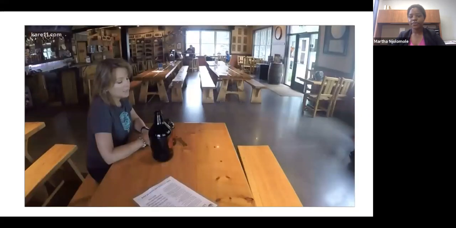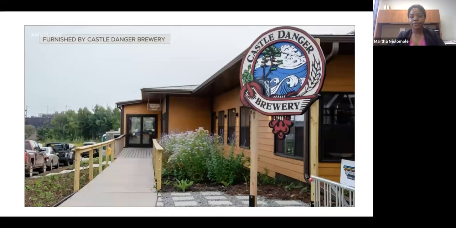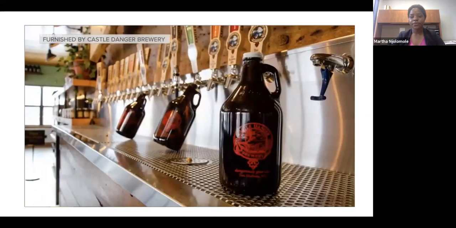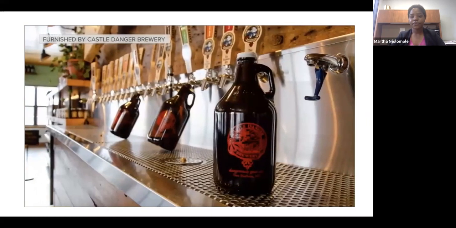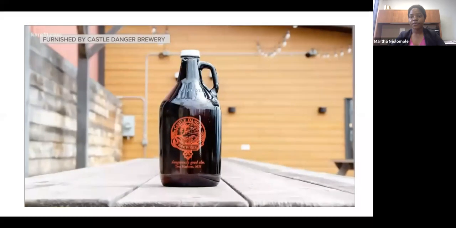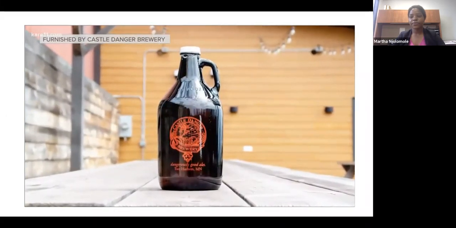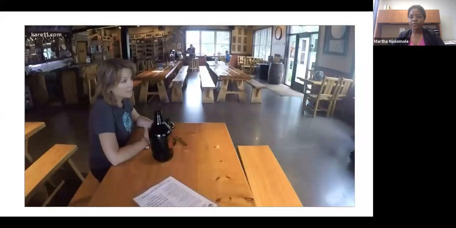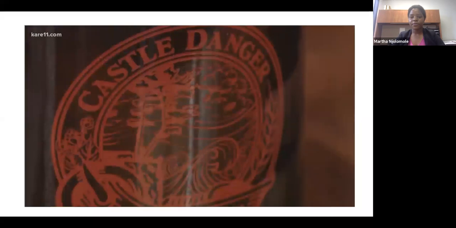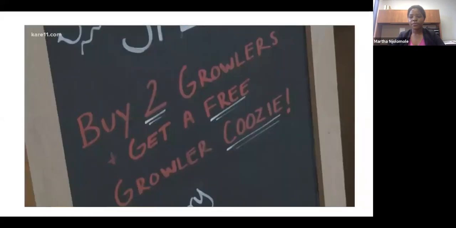Mandy Larson is co-owner of Castle Danger Brewery in Two Harbors. She says growlers make up about 30% of their taproom sales, but since they hit the 20,000 barrel cap, they'll have to stop selling them when their license renews October 1st. You know, that lost revenue means that we'll have to make some tough staffing decisions. The cap is in place to essentially keep the breweries from competing with liquor stores.